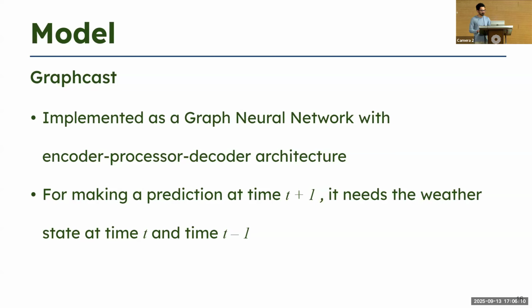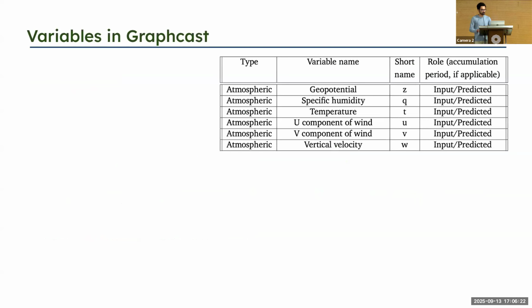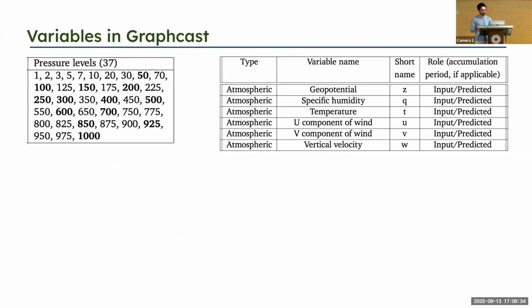So coming to the model, GraphCast is a graph neural network with an encoder, processor, decoder architecture, which I'll come to later. For making a prediction at time t plus 1, it needs the weather state at time t and time t minus 1. So it covers a lot of variables taken mostly from the ERA5 reanalysis. These are mostly the atmospheric variables, which we have at various pressure levels: the geopotential, specific humidity, temperature, etc. And these are the pressure levels. 37 pressure levels are there. But we also have a model with 13 pressure levels, which are highlighted in bold.